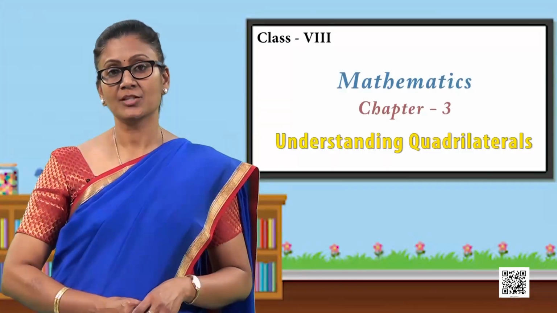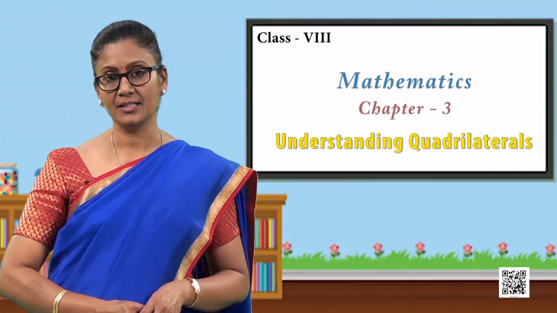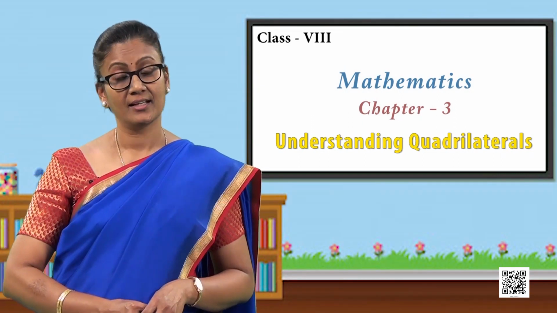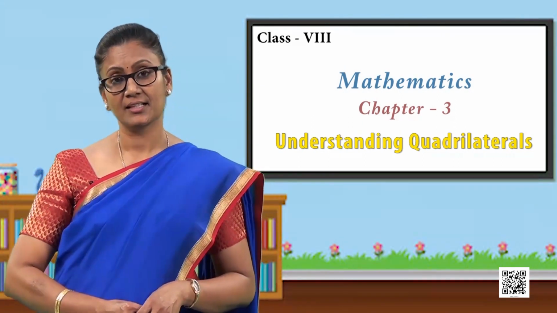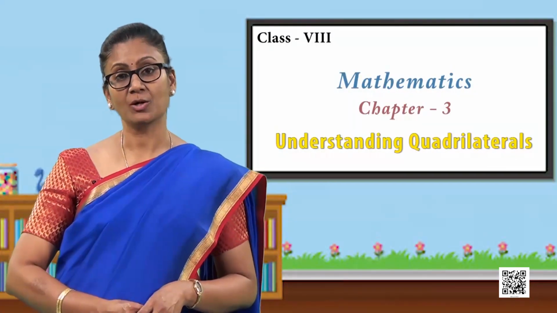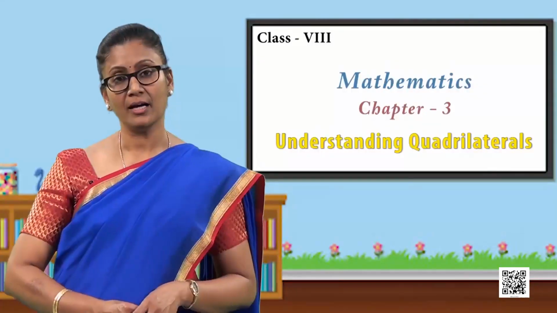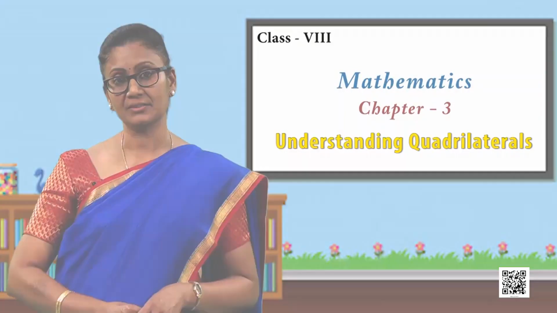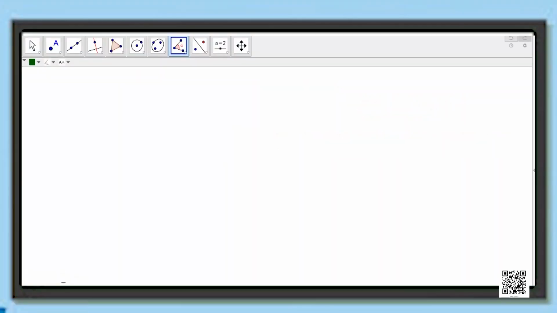The next variety of quadrilaterals that we are going to see is the parallelograms. As the name itself suggests, it has something to do with parallel lines. So let's go and see how to construct a parallelogram and also verify its properties. Let us see how a parallelogram can be constructed. As the name suggests, parallelogram, that means this quadrilateral has got something to do with the parallel lines.